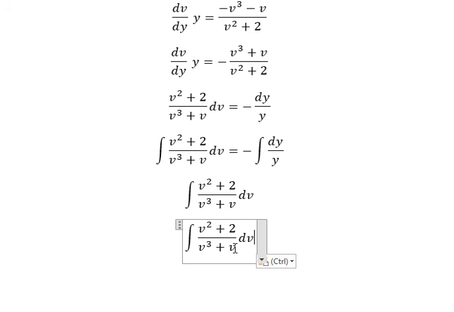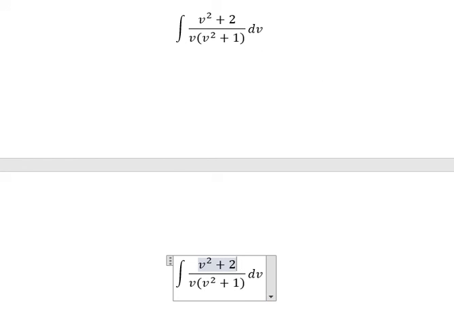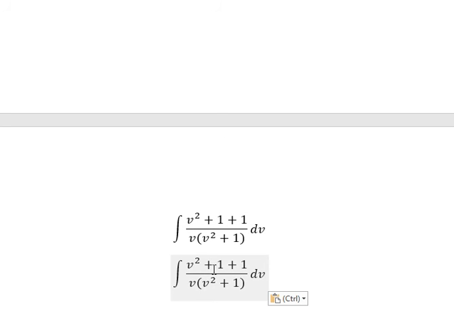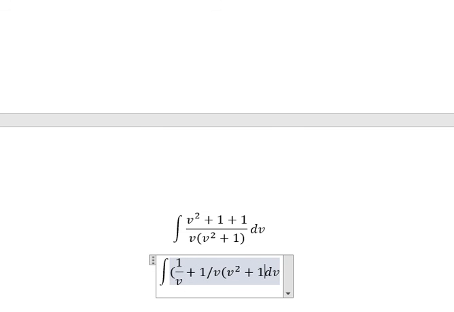Now we can do factorization by this one. Next, number 2 we can put into 1 plus 1. So v squared plus 1 divided by v squared plus 1, you get number 1. So we have 1 over v plus 1 over v multiplied by v squared plus 1.